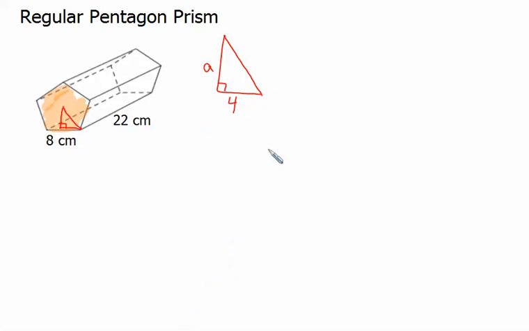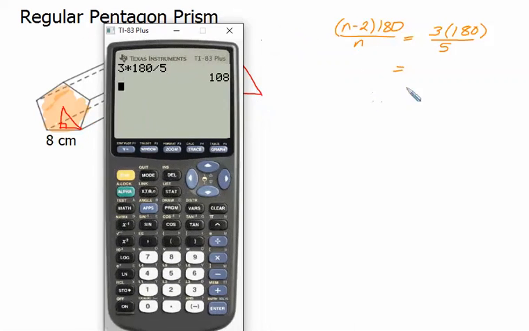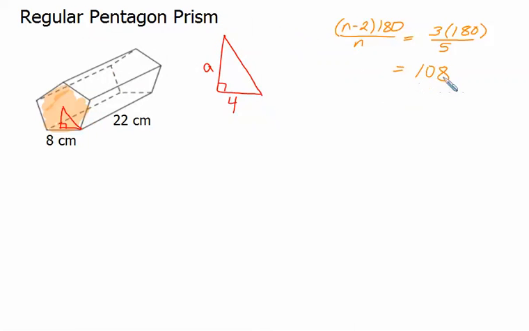Now remember to find the interior angle of a regular polygon, we have this formula: n minus 2 times 180 divided by n, where n is the number of sides. So in this case, 5 minus 2 is 3. We're going to take 3 times 180 divided by 5. But now look at the angle in the triangle. That's certainly not going to be 108 degrees.